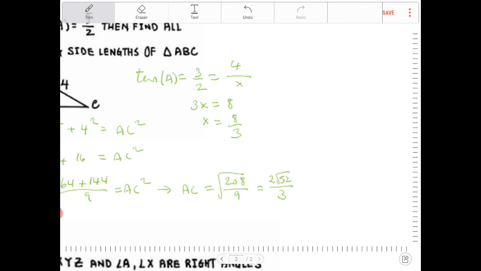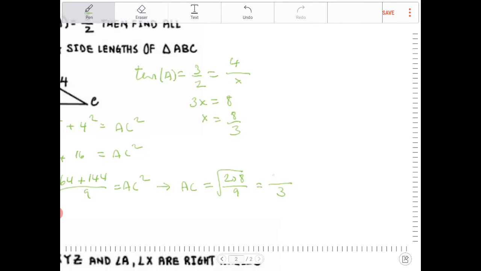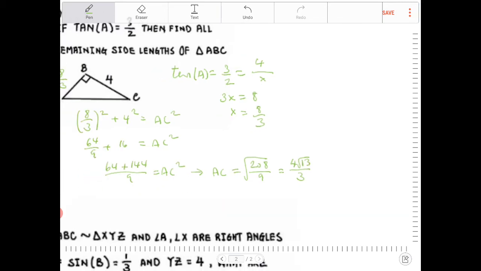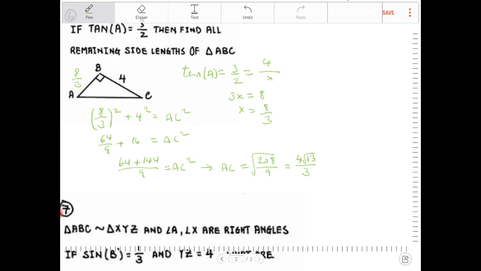Can we divide that any further? Yes, we can. 4 is divisible into 52 13 times. So we end up with 4 square root of 13. Okay, so AC is equal to 4 square root of 13 over 3.